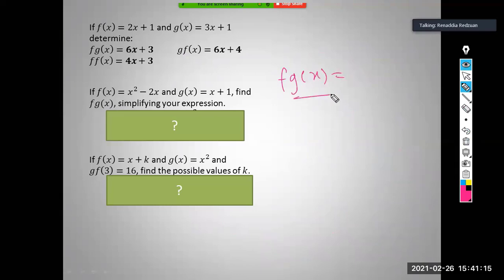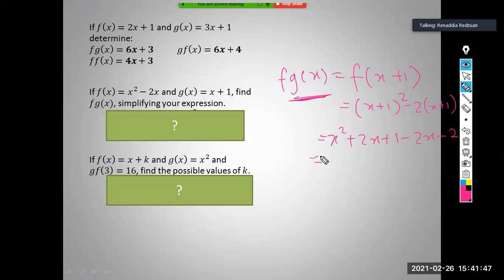So this one you have to do g first. So g is x plus 1. Then you substitute x plus 1 into f. So you have (x plus 1) squared minus 2 times (x plus 1). Expand this bracket, it becomes x squared plus 2x plus 1. Then x squared plus 2x plus 1 minus 2x minus 2. So you get x squared minus 1.